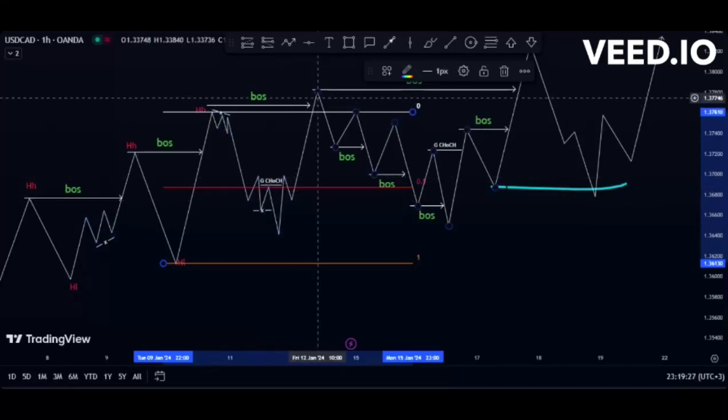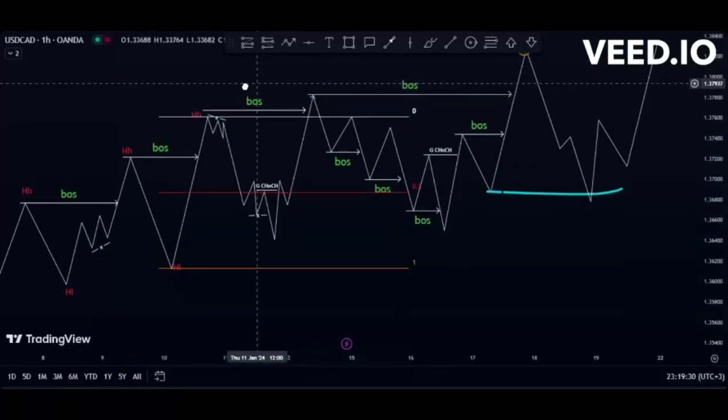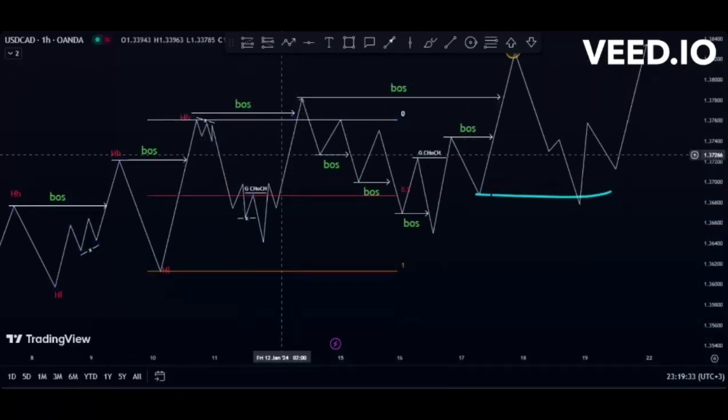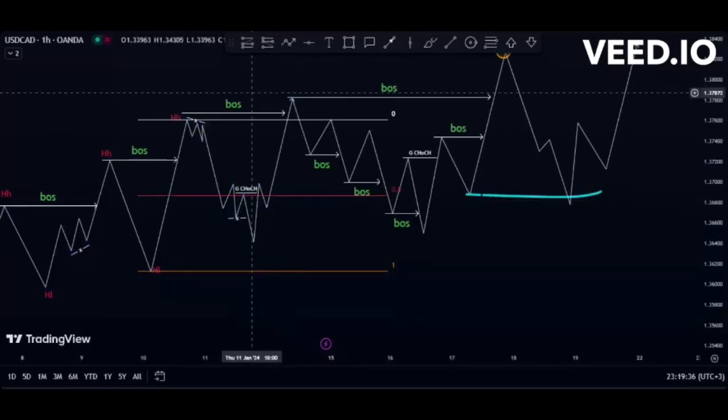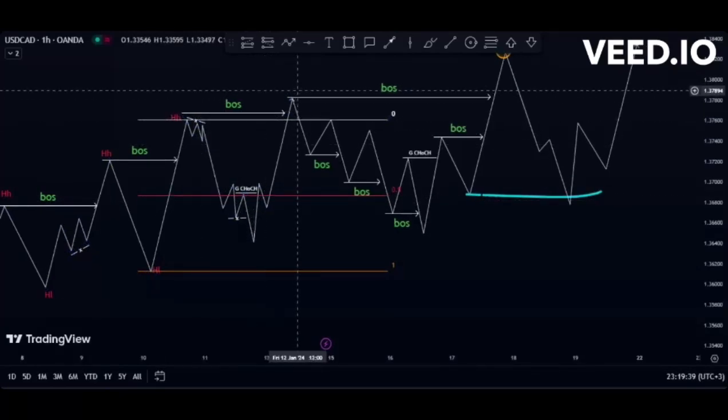Then we rally to the upside. So this is a good change of character. Then after breaking that structure, price then comes.